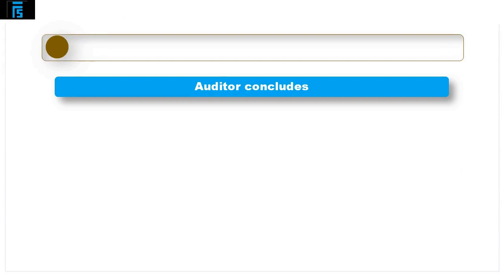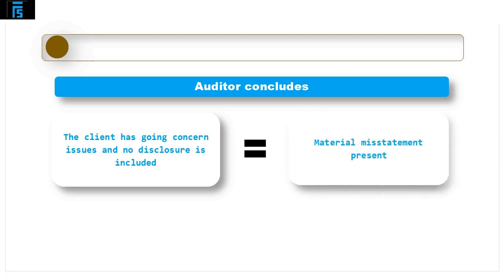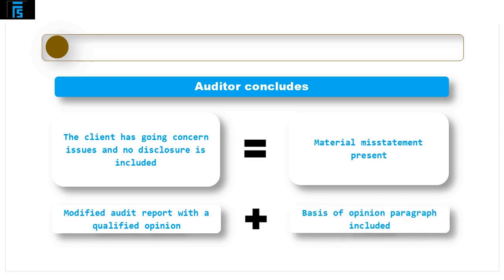If disclosure is needed and the client refuses to include anything in the financial statements, the auditor should discuss the impact this will have on the audit and the audit report. From the auditor's perspective, if they believe disclosure is required, then without it there is a material misstatement. The audit report would be modified with a qualified opinion. This is likely to be an adverse opinion and the basis of opinion paragraph explaining the uncertainty to the client's future.